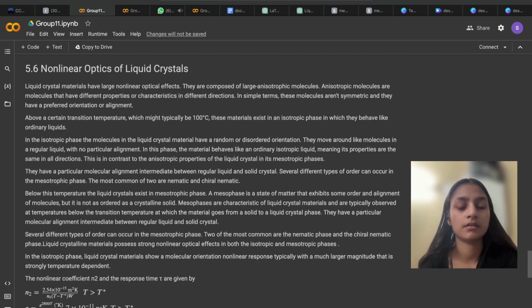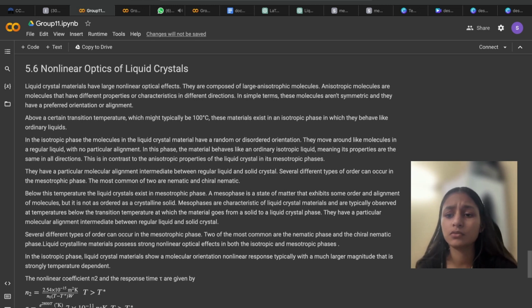So in the next few minutes, we'll be exploring the fundamental principles that underlie their nonlinear optical effects. We'll dive into their various phases, including the isotropic and mesophases, and understand how they transition between these states. Along the way, we'll uncover their role in applications that demand a patient response. So talking about their unique phases, we have isotropic phase and mesophase.